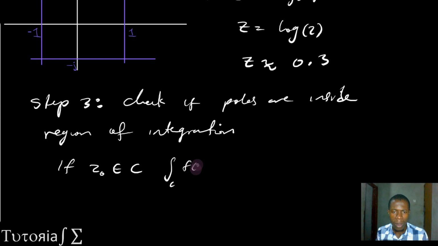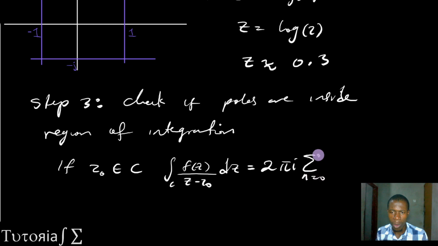along C of f of z will basically be equal to 2 pi i times the sum of the residues, if we use the residue theorem. Okay, so basically we can find the residue, if z naught is inside the region of interest. It shouldn't be outside. Here z naught can be on the line and can be inside. That's when we can integrate.